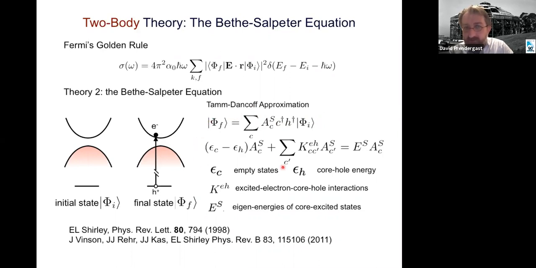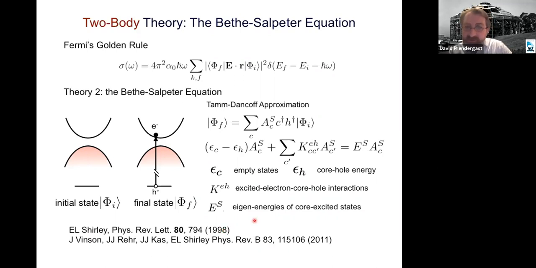And you can solve an equation to find what those eigenstates of the excited system are. This is called the Bethe-Salpeter Equation. This is well-defined for valence excitations in a paper by Steven Louie and Michael Rohlfing. But for X-ray excitations, it had already been figured out by Eric Shirley, who's at NIST, the National Institute of Standards and Technology in the US, in this 1998 Physical Review Letters paper.